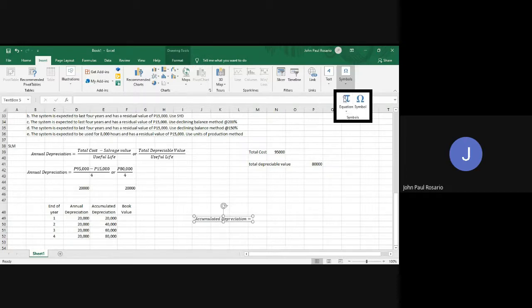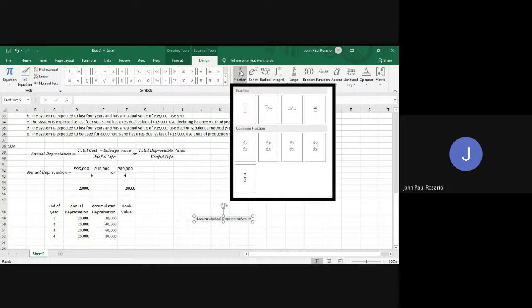Sorry. Oh, no. Yeah, design. There we go.